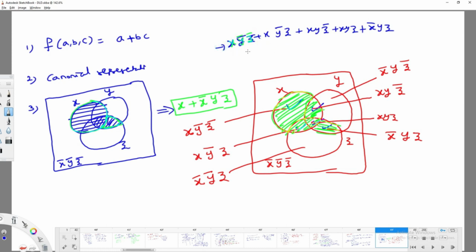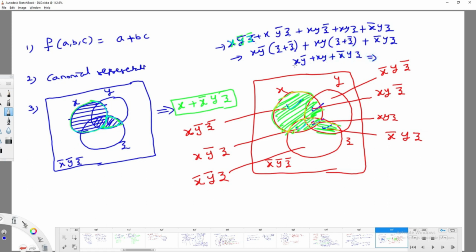So if you observe here, if you take x, y bar common, you are going to get z plus z bar. Is it okay? You are going to get z plus z bar. You are going to get x, y here also, z plus z bar. You are going to get x bar, y, z, right? Z plus z bar is 1, right? So you are going to get x, y bar plus x, y, x bar, y, z, right?